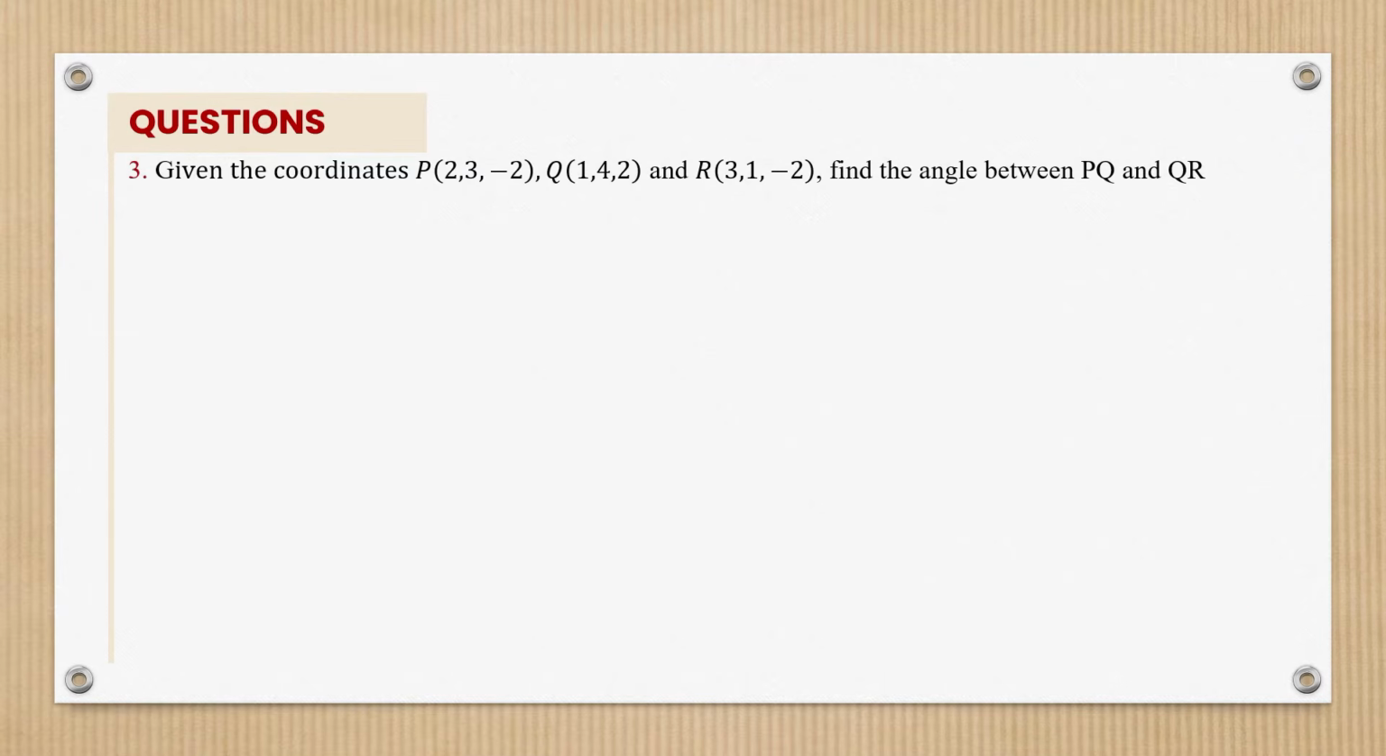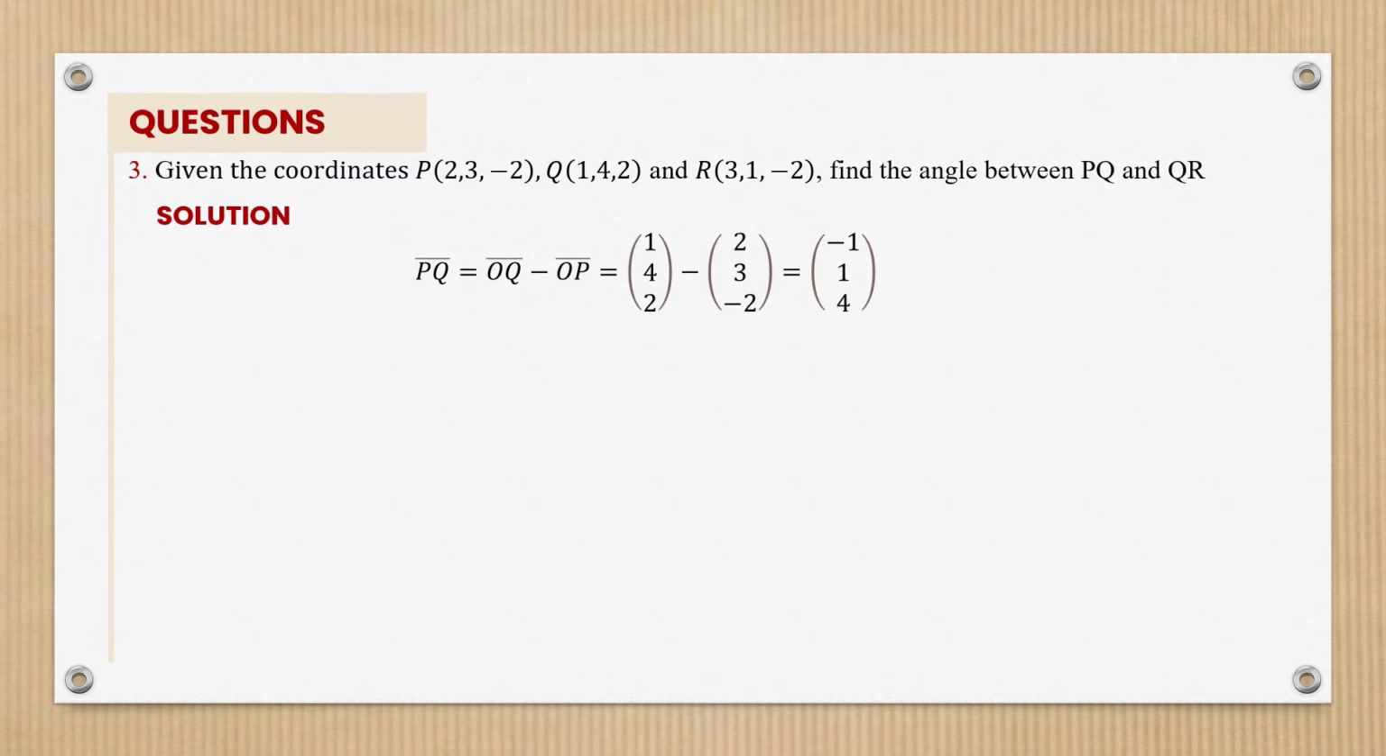Question number 3. Given the coordinates P is (2, 3, -2), Q is (1, 4, 2), and R is (3, 1, -2). Find the angle between PQ and QR. So how do we work out such a question? First of all, we need to find PQ and QR. Now, PQ can be found from getting OQ minus OP, since we already have the values right here.